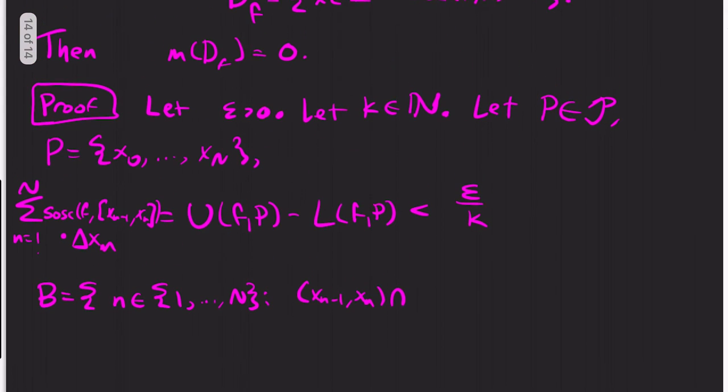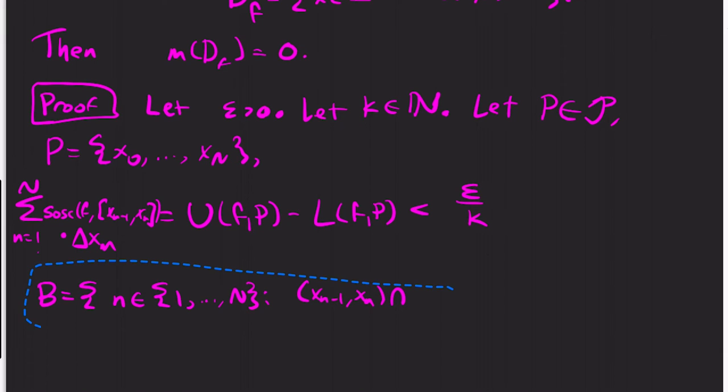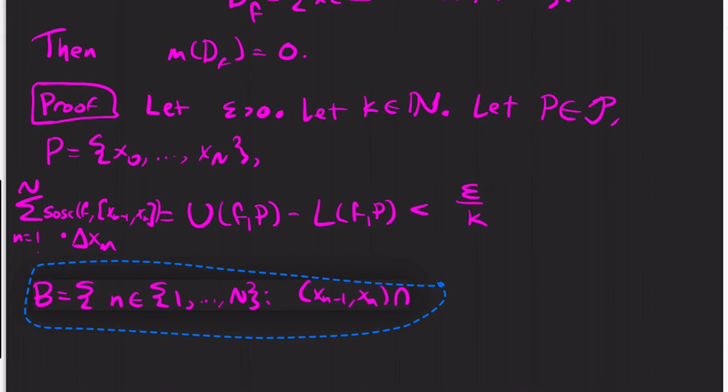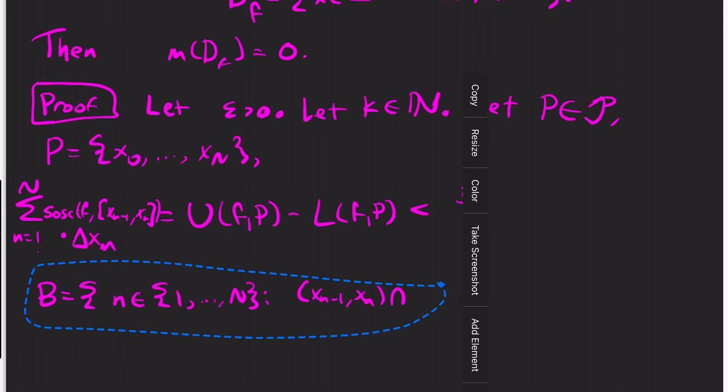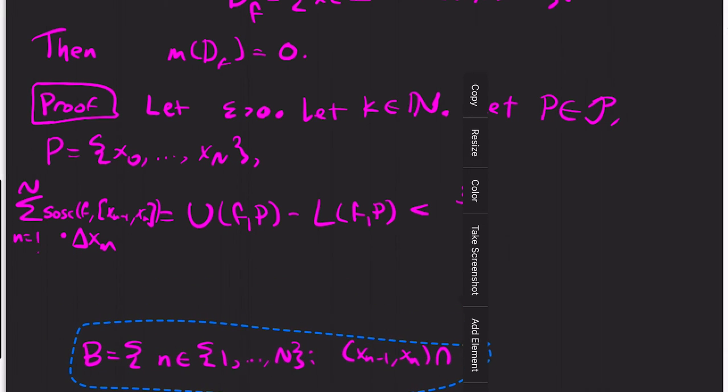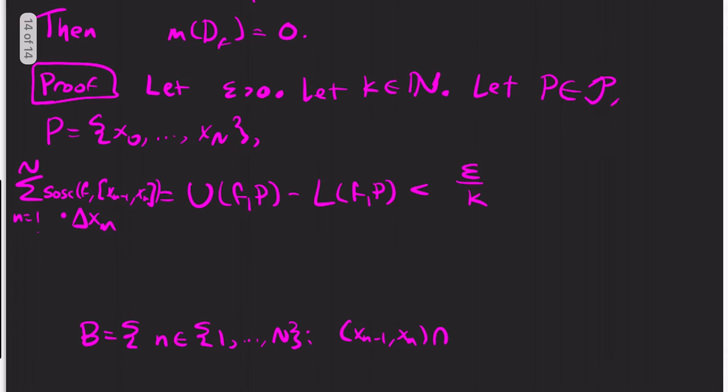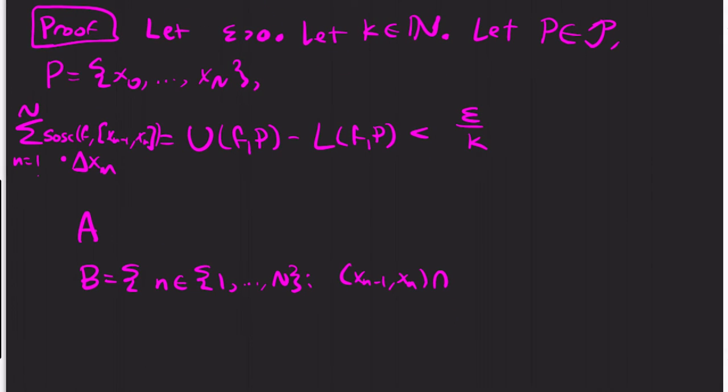Oh, I didn't define it. Let's cut this. I'll just move it. Okay, yeah. Sorry, I forgot to define another set. So I'm going to define A_k to be the set of all x in the interval such that the oscillation of f at x is greater than or equal to 1 over k.